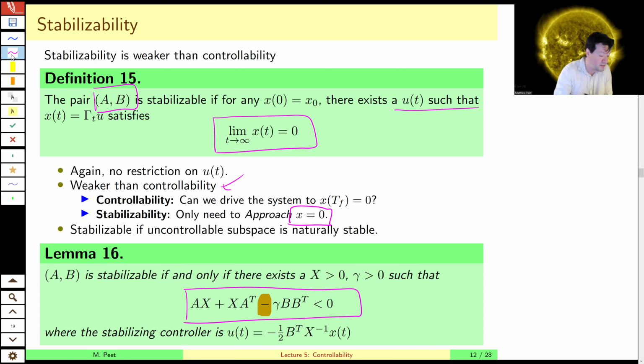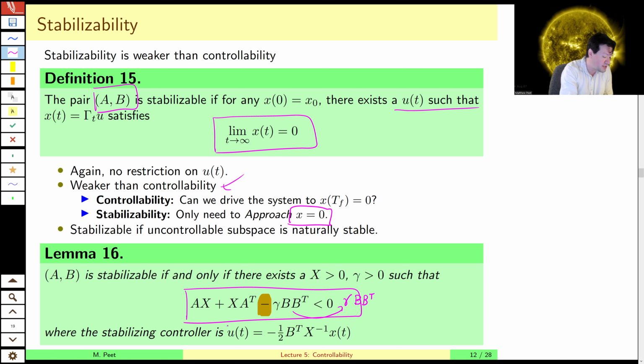And the difference is important because if you move this gamma BB transpose to the other side, you get less than gamma BB transpose. And so that means that the AX plus XA does not necessarily have to be negative definite. So it can be positive for certain subspaces, basically spaces which are ignored by the input. So those are not ignored by the input. So those spaces are naturally stable anyway.